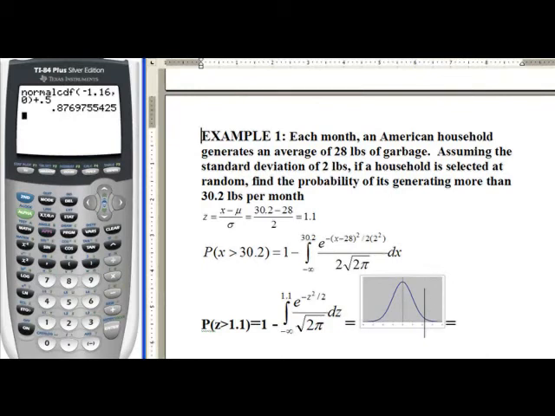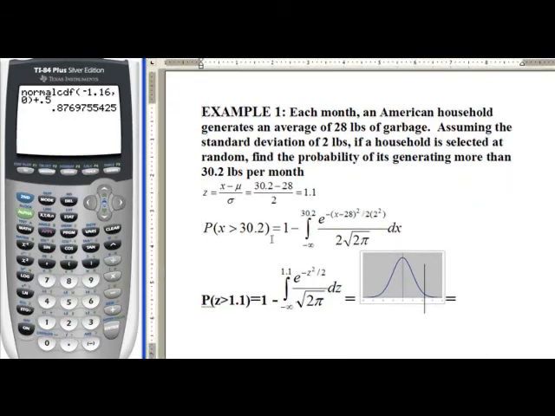Now, since I want to use the standard normal distribution, you can take this whole formula and translate it into a z value using this formula. If I'm using x minus mu over sigma, I will be getting 1.1. So instead of 30.2, I have z greater than 1.1. So instead of the x, I'm integrating against z. So it's going to be 1 minus the integral from negative infinity to 1.1. So I have to take this whole 1 and subtract this portion of the curve to get that little portion of the curve to the right.